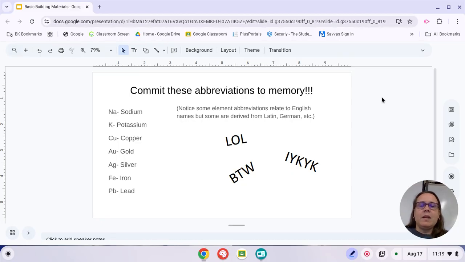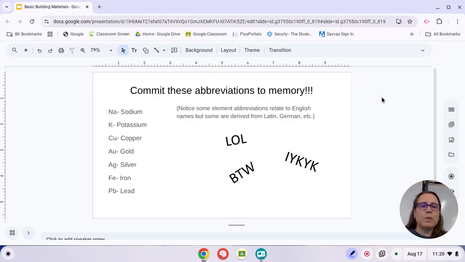Okay. These are the abbreviations from the periodic table for very common elements that you want to start committing to memory. And there's a reason for this. It is because these are ones that are, like I said, common, but also very easily confused with other elements.